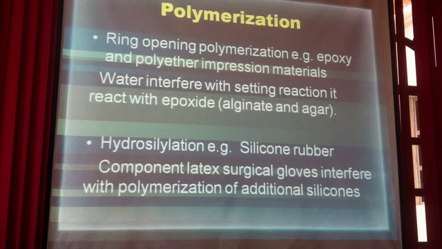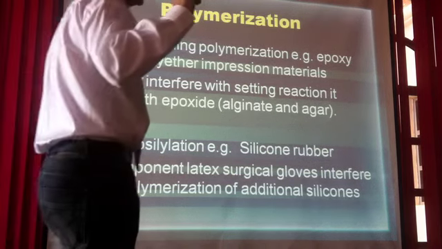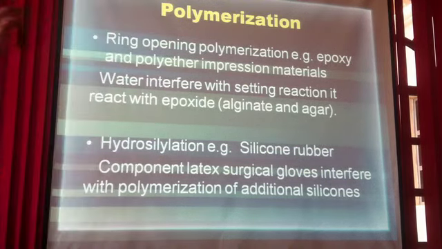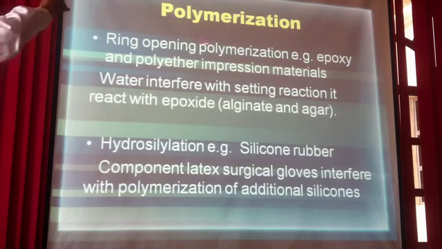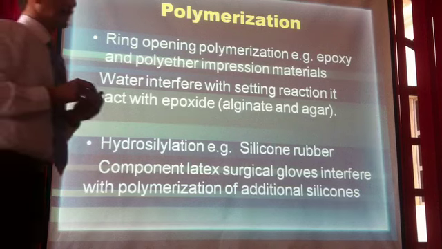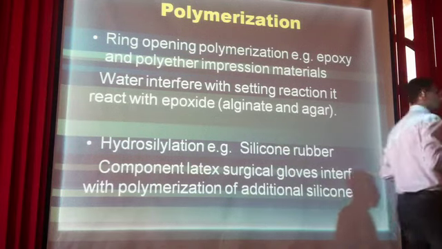There is another type of polymerization I am just going to mention. The most important part for me is the clinical part. It's ring-opening polymerization, like the epoxide and polyether impression material. Water interferes with the setting. This is the clinical point: we interfere with the setting reaction. It reacts with the epoxy, like the alginate and agar. Here the epoxy has a hydroxyl group.